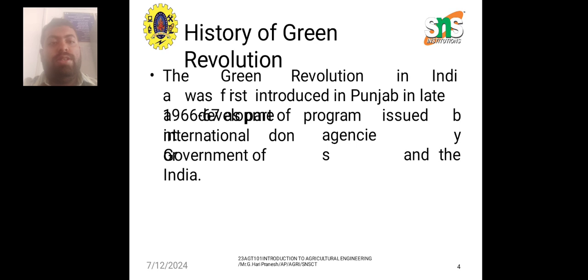History of the green revolution. The green revolution in India was first introduced in Punjab in late 1966 to 67, which was part of a program issued by international agencies and the government of India. Both the international agency and the government of India collaborated on this green revolution, and it was first introduced in Punjab in 1966 to 67.